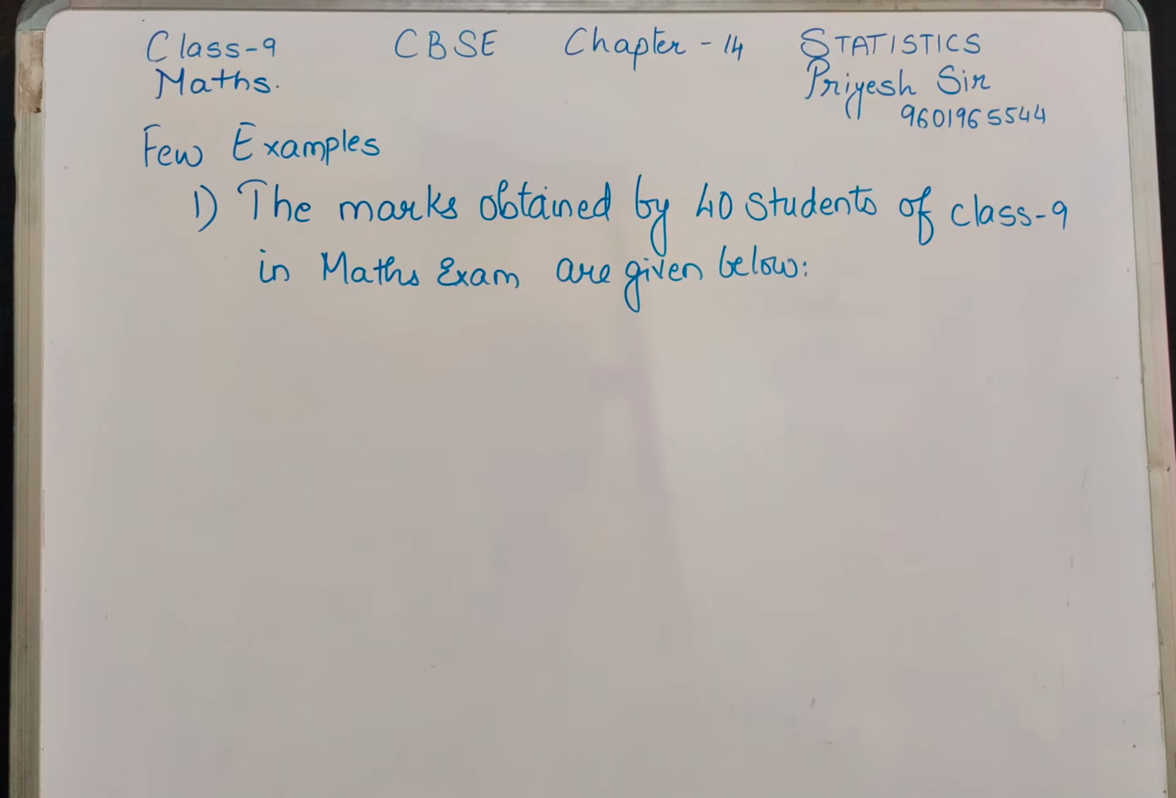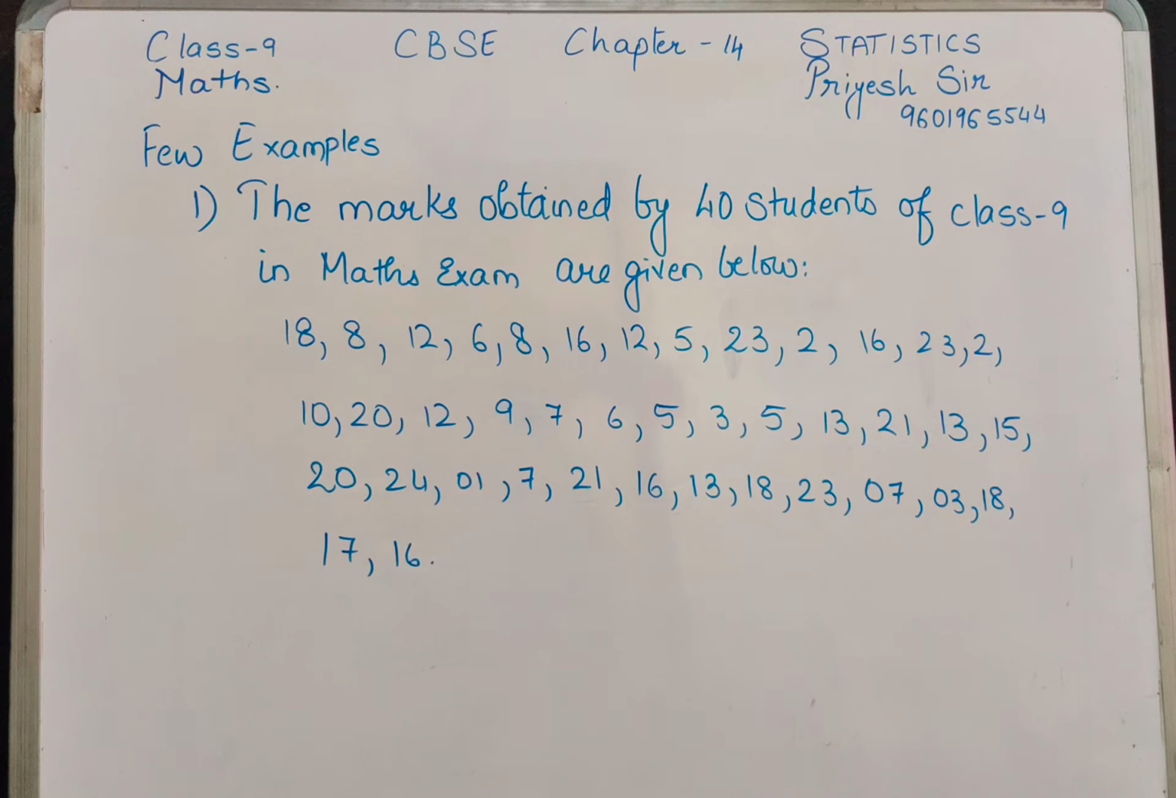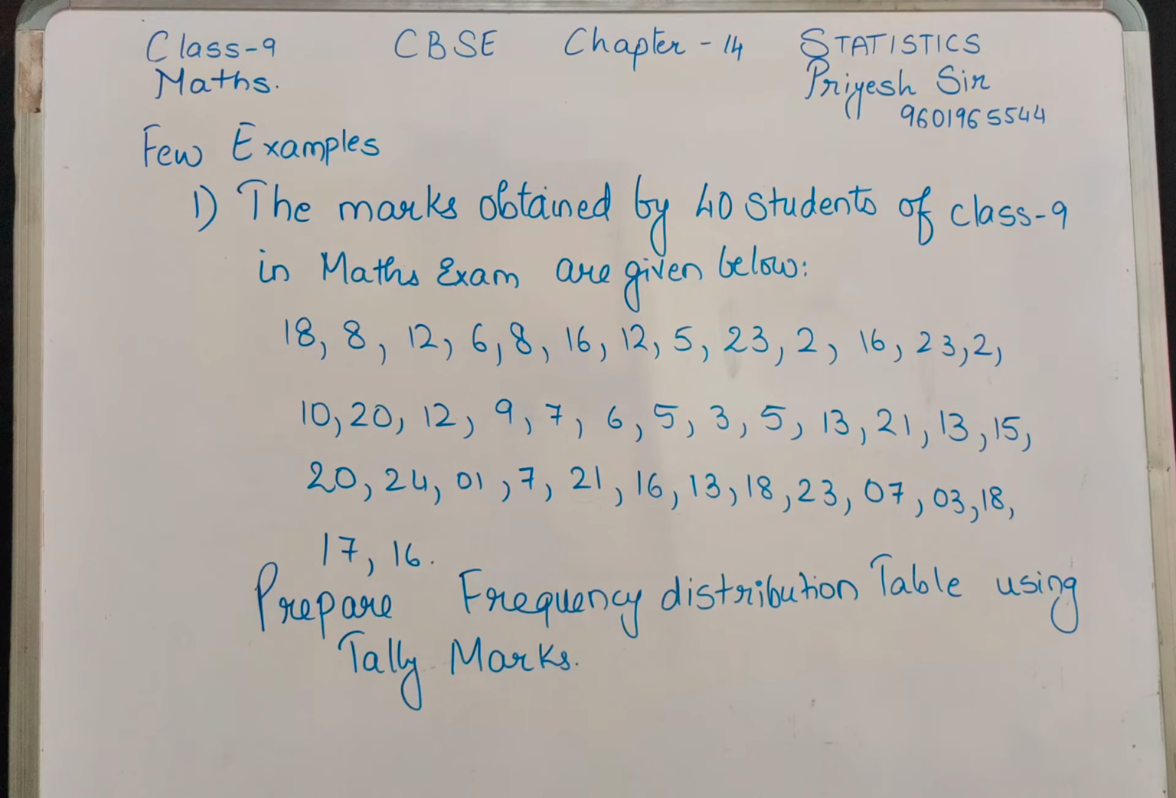A few examples are given. Number 1, the marks obtained by 40 students of class 9 in maths exam are given below. These are the marks obtained by 40 students, and you have to prepare the frequency distribution table using the telemarks. The minimum and the maximum marks in the given raw data are 1 and 24. It is given that 15 to 20 is one of the class intervals, and the class size should be the same.